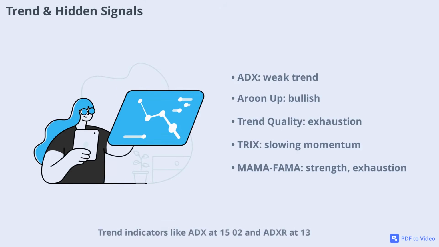Trend indicators like ADX at 15.02 and ADXR at 13.72 confirm a weakening trend. The ultimate oscillator at 54.83 and Aroon Up at 92 show some bullishness, but the Aroon oscillator at 57.14 and trend quality index at 40.79 point to exhaustion. Hidden signals such as TRIX10 at 0.506 and EOM at -0.582 suggest positive momentum is slowing and upward movement is becoming more difficult. The MAMA FAMA spread at 9.35 confirms trend strength but hints at potential exhaustion.